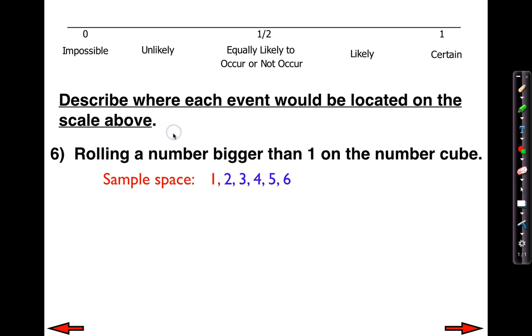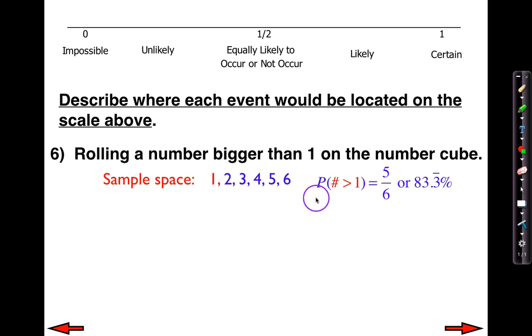Why? Because the sample space is 1, 2, 3, 4, 5, 6. The ones that meet this requirement are 2, 3, 4, 5, and 6. That is 5 out of the 6. So I'm going to go ahead and say that it's likely. Okay, if you did it mathematically, you would find that it's a 5 out of 6 chance. And if you convert that into a percentage, it would be 83.3%. So definitely likely.